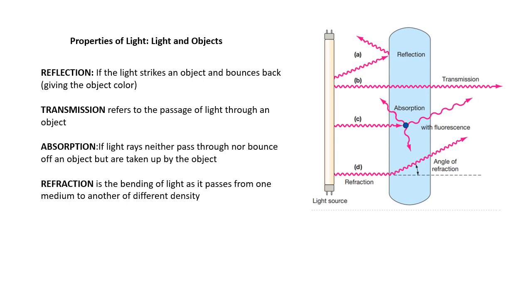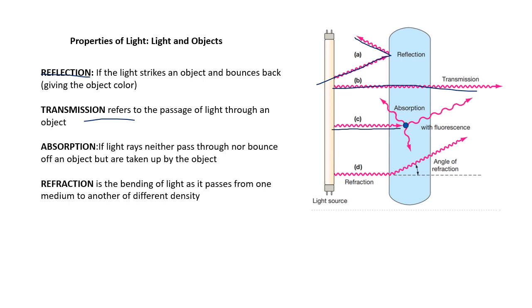And next is properties of light. You must be well aware of how light behaves when it interacts with any object or when it falls on any object. Whenever light falls on any object, it can reach that object and come back. If the light strikes an object and bounces back, this is known as reflection. Light can pass through the object also without any disturbance. Then it is known as transmission.